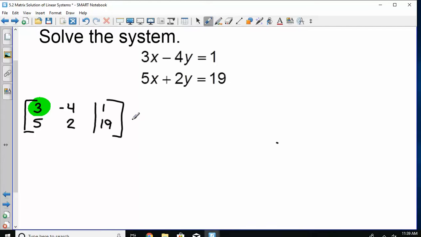Okay. So what row am I changing? So row 1 equals, and what did we decide we wanted to do to row 1? Multiply by 1/3. So row 1 times 1/3, or 1/3 row 1, however you want to write that. Okay. So 3 times 1/3 is 1. -4 times 1/3. Do not change to decimals. Just leave it as -4/3. 1 times 1/3 is 1/3.